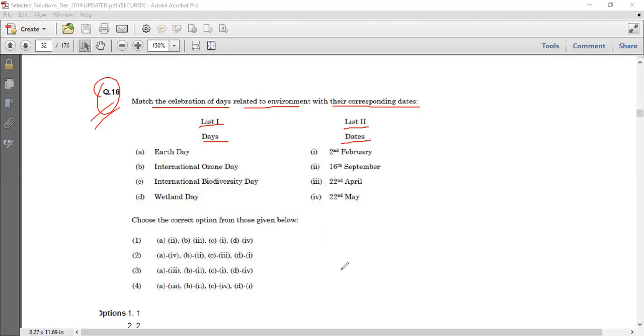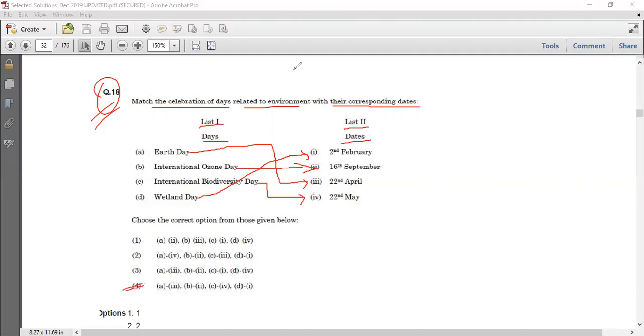So it will be Earth Day, which we know is celebrated on 22nd of April each year. Then we have International Ozone Day, which is celebrated on 16th of September. Then International Biodiversity Day, which is celebrated each year on 22nd of May. Then we have Wetland Day, which is celebrated on 2nd of February. As we have matched everything, the correct option in the given choices is the fourth one.